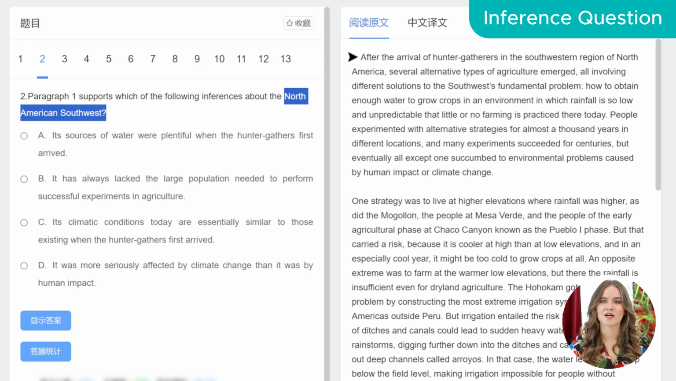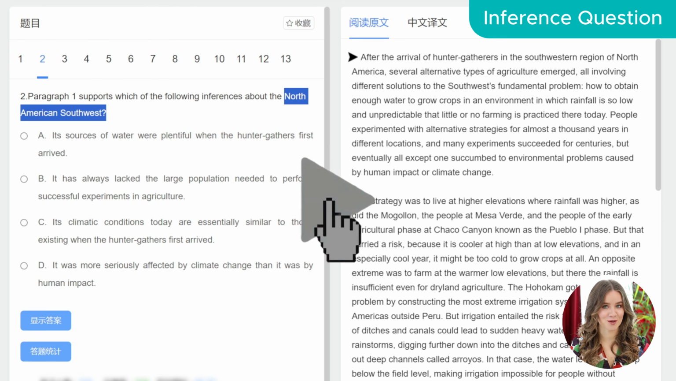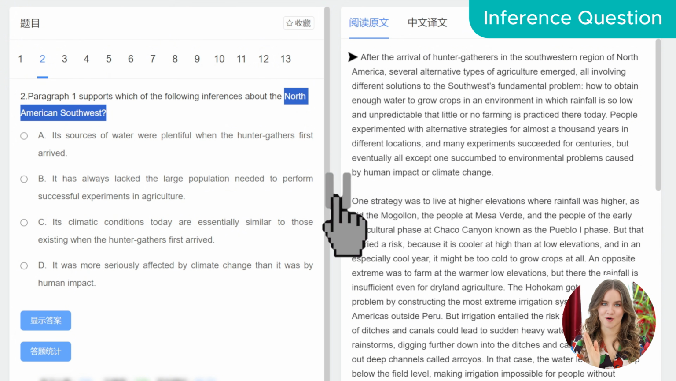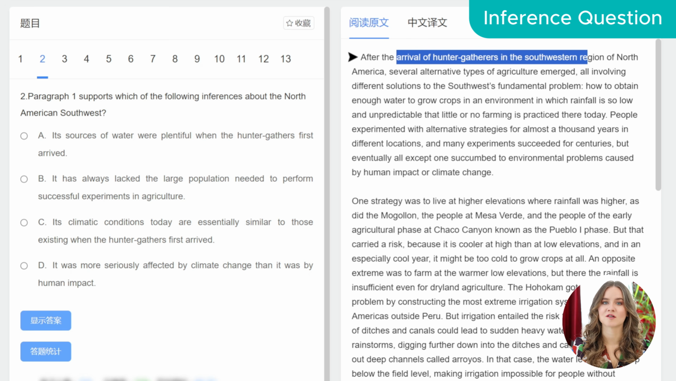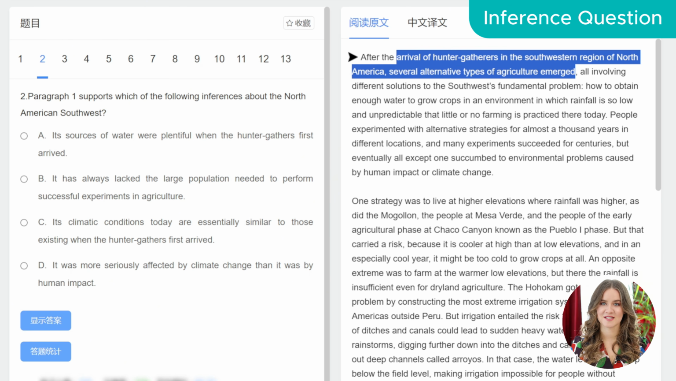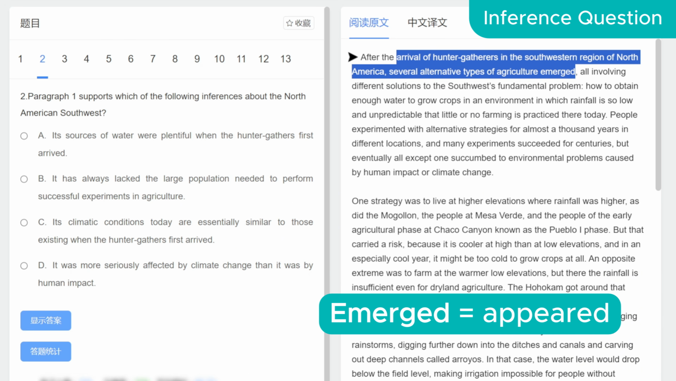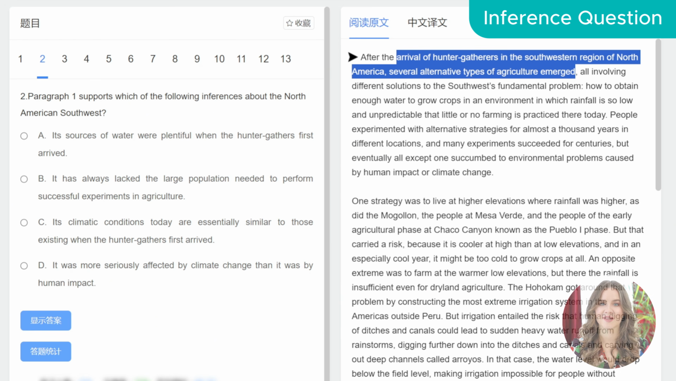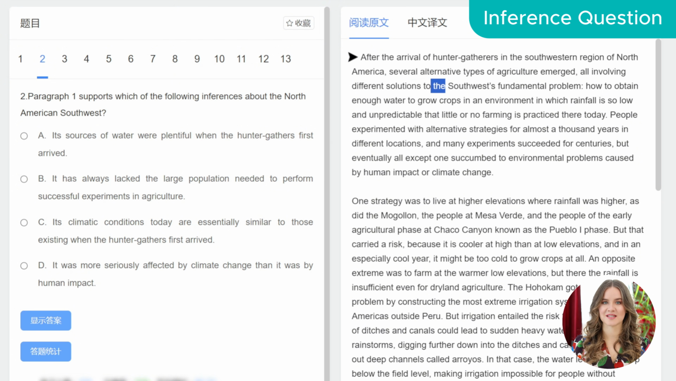As I read, I try to break the text into a few short and easy to understand ideas. Pause the video now to try answering on your own first, then watch my explanation. I see that hunter-gatherers arrived, and after their arrival, several types of agriculture emerged. Emerged means appeared. Again, if you don't know this word, be sure to write it down. These types of agriculture addressed one main problem. The Southwest's fundamental problem. Fundamental means main.